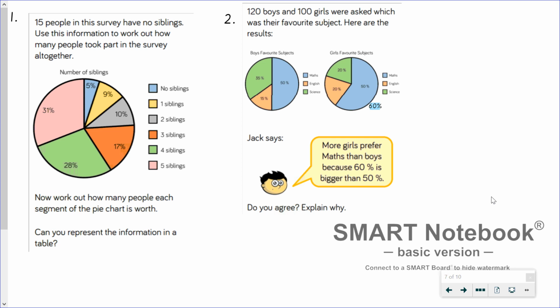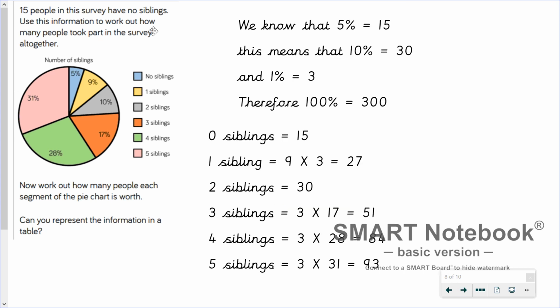Good stuff. We should be unpaused and back. So let's go through these answers. So the first one said, 15 people in this survey have no siblings. Use this information to work out how many people took part in the survey altogether.